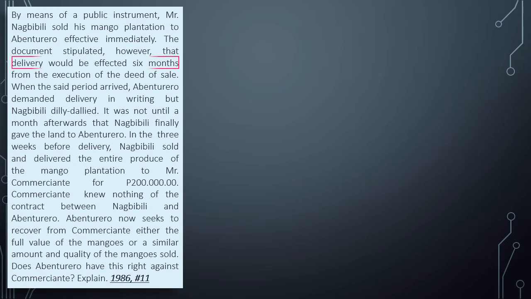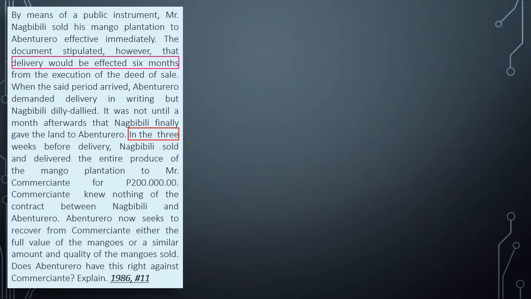So that is what they did here, that the delivery would be effected 6 months from the execution of the deed of sale. But 3 weeks before the delivery, what Nagbibili did was sell the entire produce of the mango plantation to another person, and that is Comerciante. So here, there is no delivery yet. Before delivery, the creditor has only a personal right. What did we say?